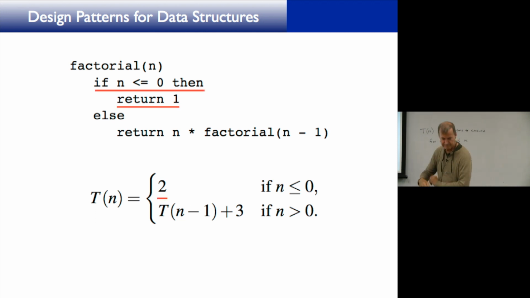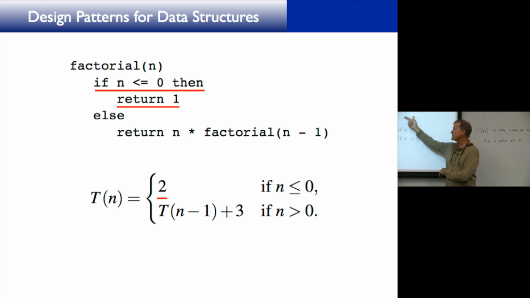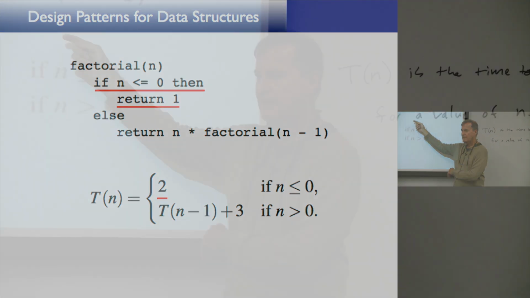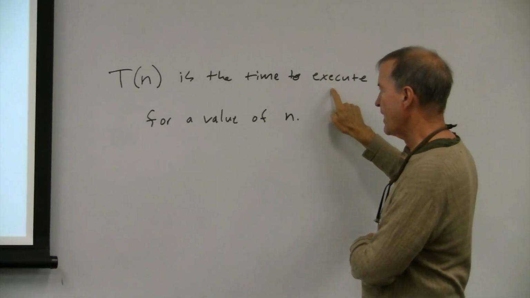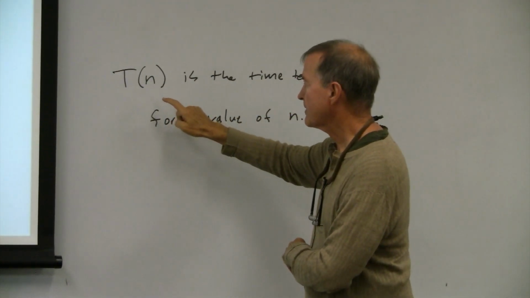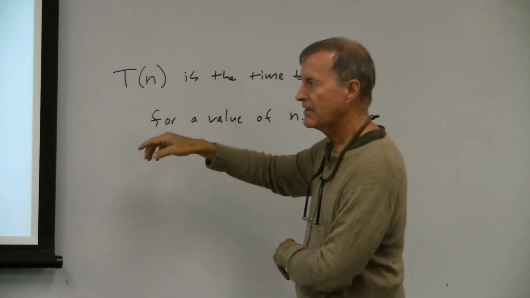Look. Where did this 2 come from? Well, if n is less than or equal to 0, what statements execute? The if statement and the what? The return 1. So you see, that's where the 2 comes from. Now, if T of n is the time it takes to calculate the factorial of n, then how much time does it take to calculate the factorial of n minus 1? T of n minus 1.